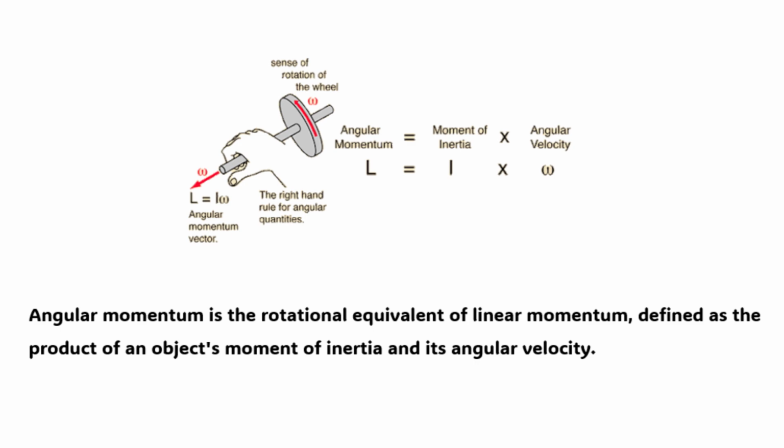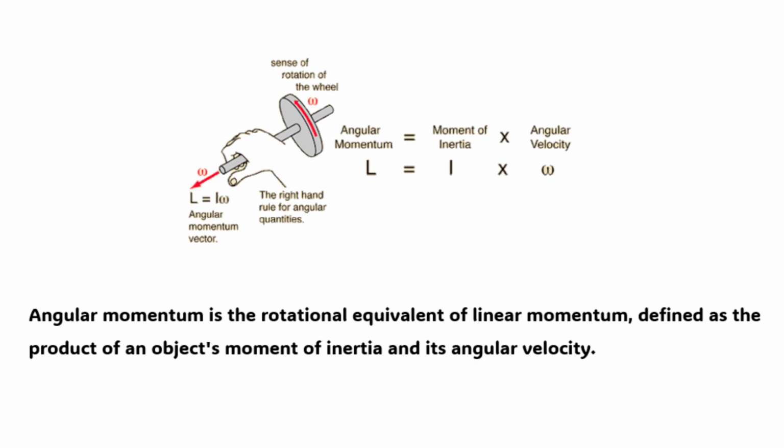The formula for angular momentum is L equals I times omega. Here, L is angular momentum. I is the moment of inertia, how mass is distributed. Omega is angular velocity, how fast it spins. Angular momentum depends on both how fast an object is rotating and how its mass is distributed around the axis of rotation.